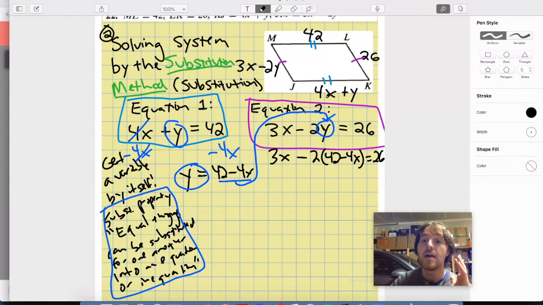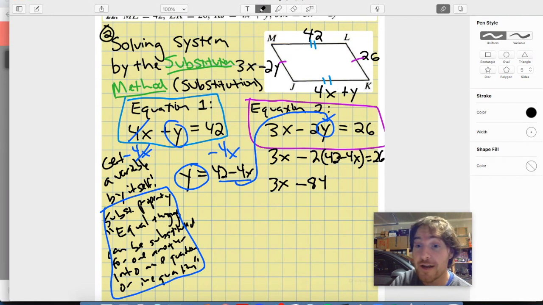And we're good to go. Let's go ahead and solve this by the substitution method. So I get 3x. Negative 2 times 42 is negative 84. So you got to do some mental math. You can pull up your calculator.